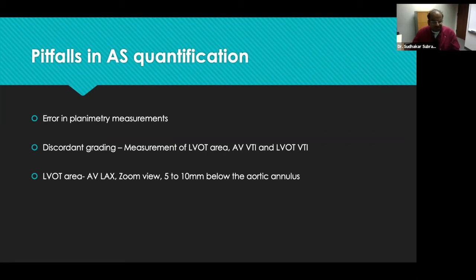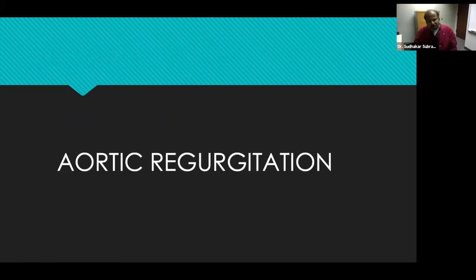The potential areas where we tend to make error start with the LVOT area itself, as well as the LVOT VTI, because the cursor has to be right about a centimeter in front of the aortic valve. If it's too close, we tend to underestimate the severity, and if it's too far away, you tend to overestimate as you are capturing a lot of the LV component. So you have to keep this in mind whenever you are doing the VTI across the LVOT. So that's about aortic stenosis.